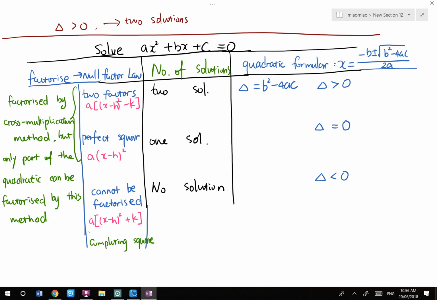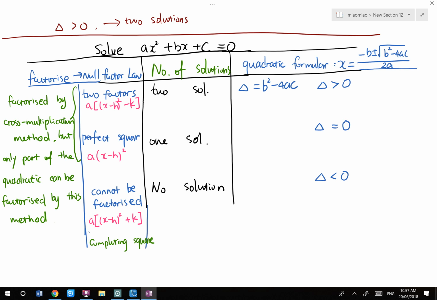Okay, they're all the same thing. In the same row, they are the same thing. You get one, you need to get the other two as well. And then cross multiplication is not really something very powerful. It can only do part of the things. It can only deal with quadratics that can be factorized.